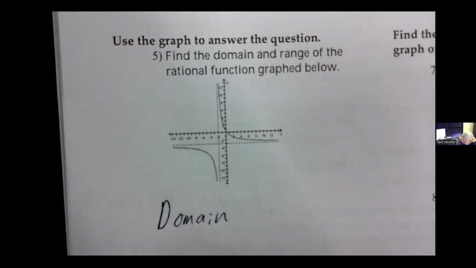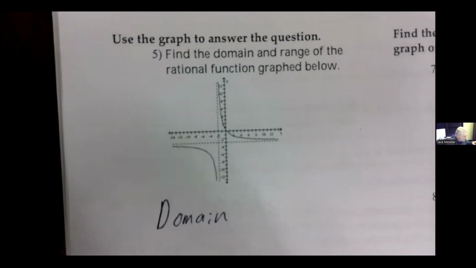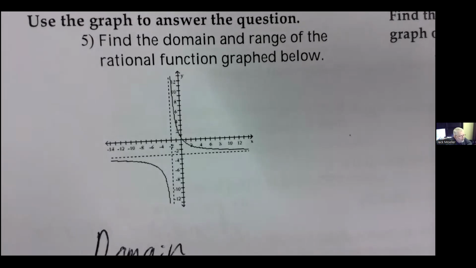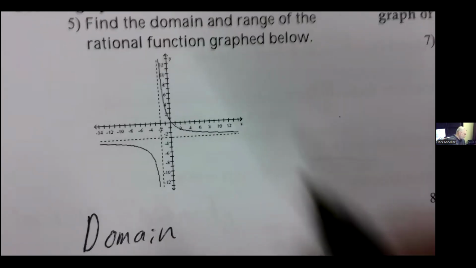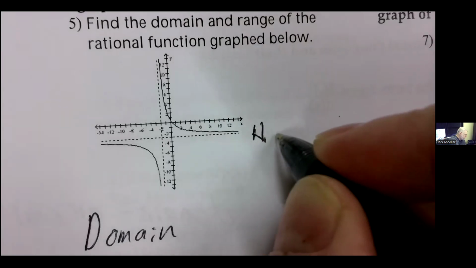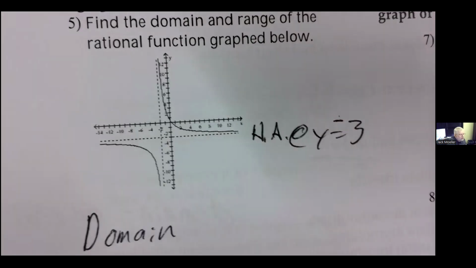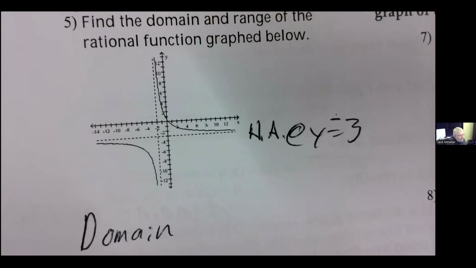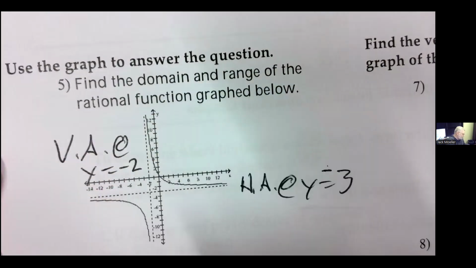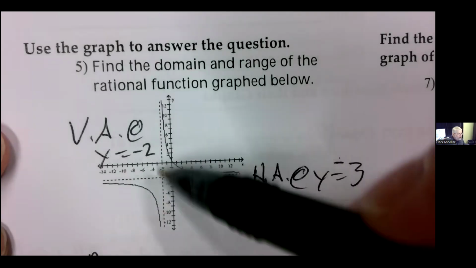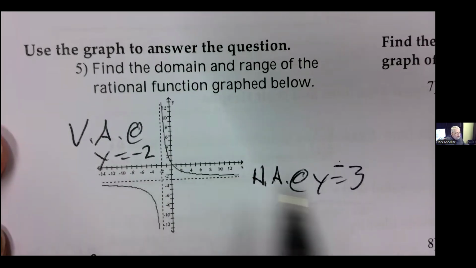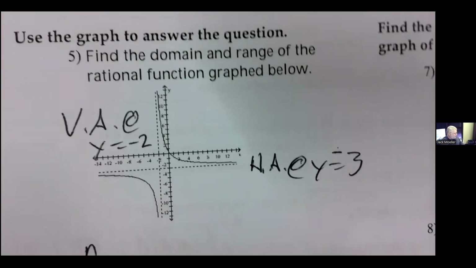All right, so this has, let's see if I can see this here. We got a built-in magnifying glass. All right, so this has a horizontal asymptote at y equals negative 3, and a vertical asymptote at x equals negative 2. Yeah, so that's where that vertical line is. It's x equals negative 2. That horizontal line is at y equals negative 3. Okay, why is that important?